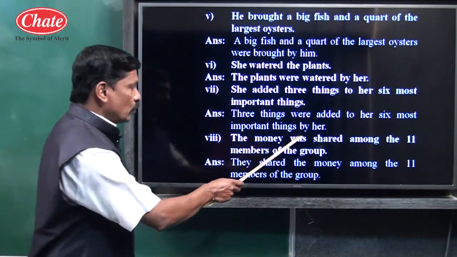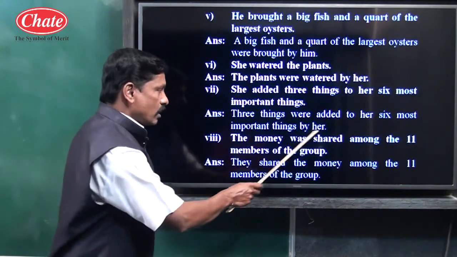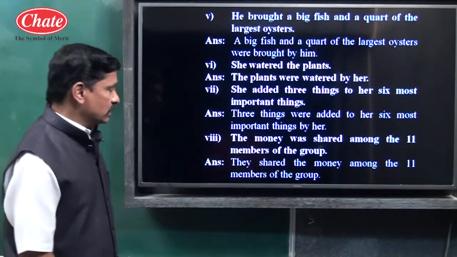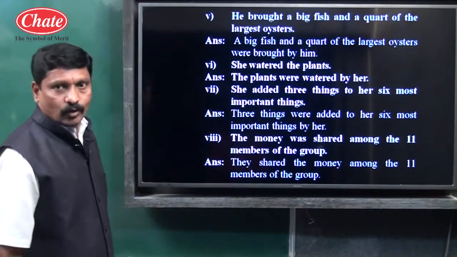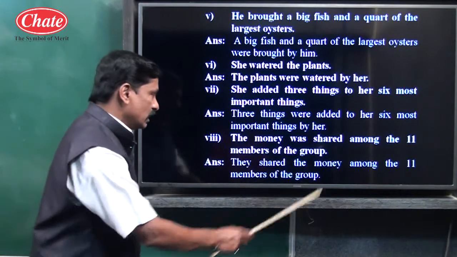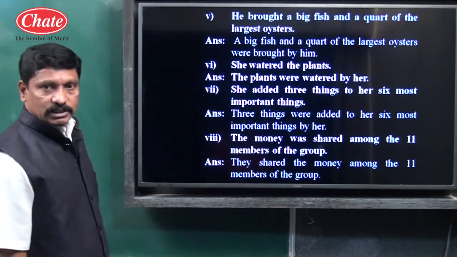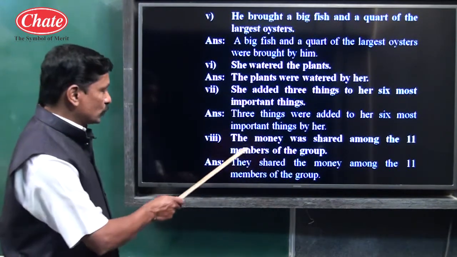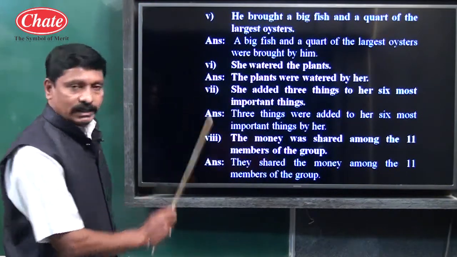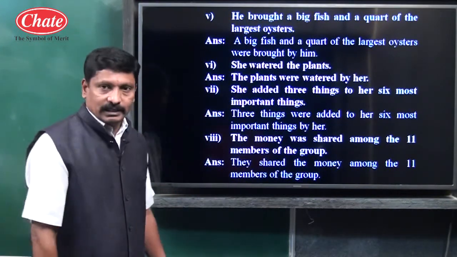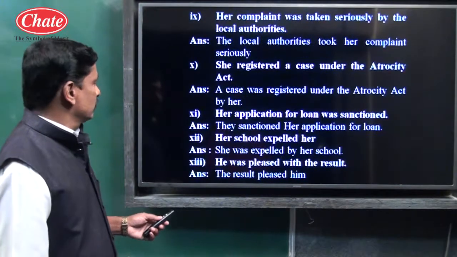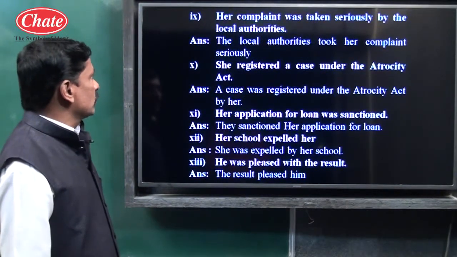See, the money was shared. Was shared means it's simple past tense. So they shared. What did they share? The money among the 11 members of the group. So children, example number 8 is in passive voice. Its answer is in active voice. Let us see example number 9.